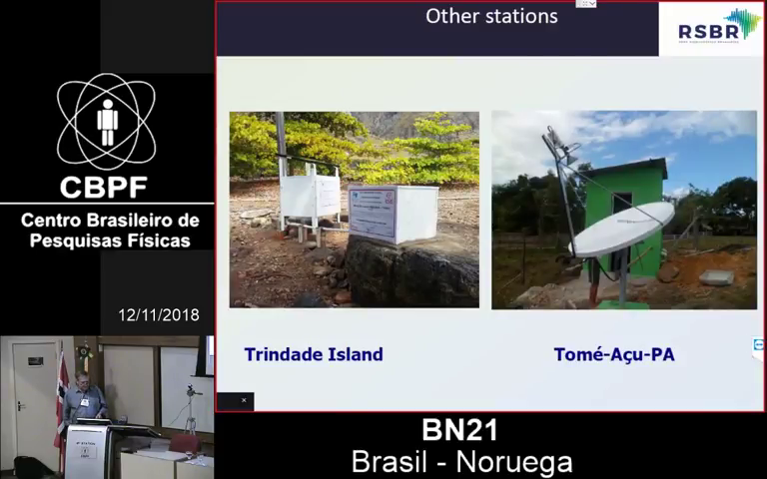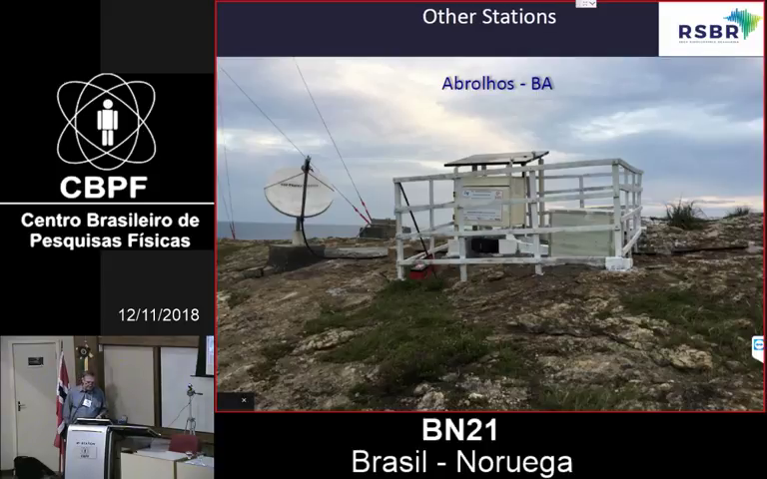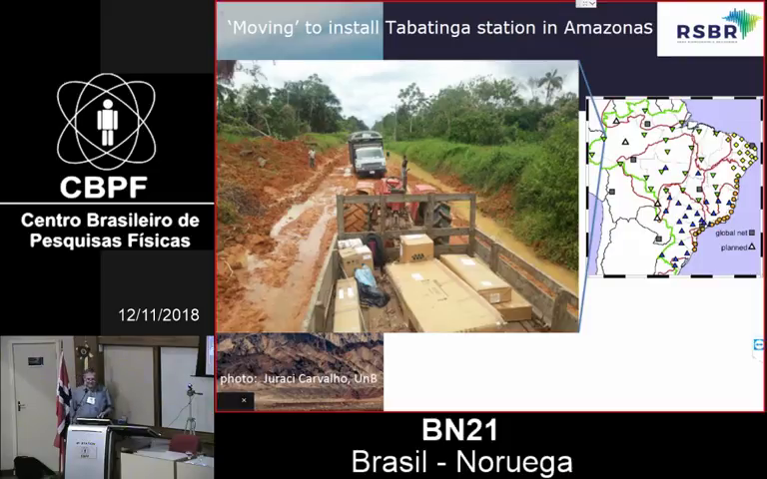So we also have a station in Trindade Island. You have stations in every place in Brazil, and Abrolhos also. These are very hard to do, to install a station like Tabatinga. If you see, Tabatinga is very deep in the Amazonia. So to get there was a big task for the people there.